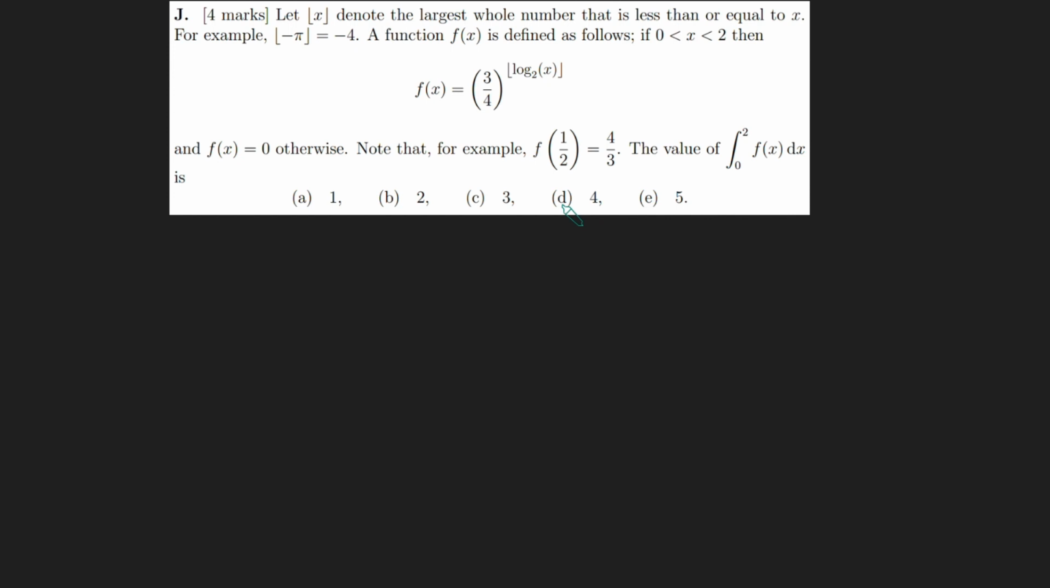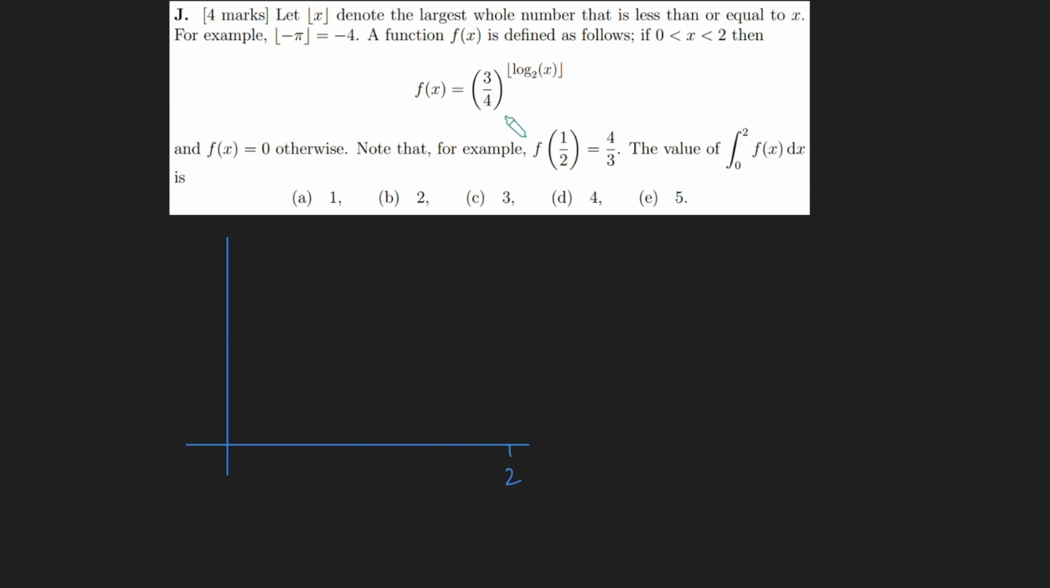And the second bit of advice I'd give is that whenever you're integrating a function, and in its definition there's a floor function, you almost always want to sketch a graph of that function. So we're going to combine those two tricks here to help us evaluate this integral. So let's start by drawing up some axes here. And we're only interested in x between 0 and 2, so we may as well only draw it for x between 0 and 2.